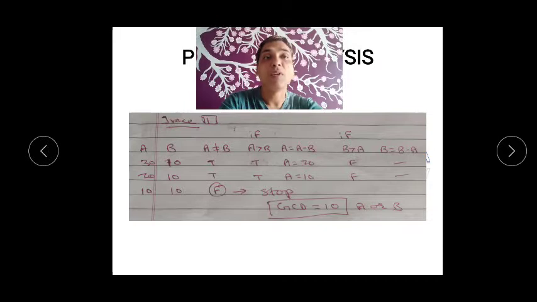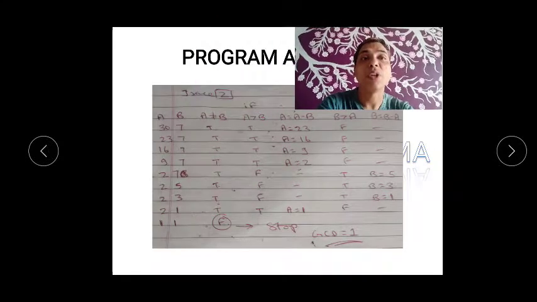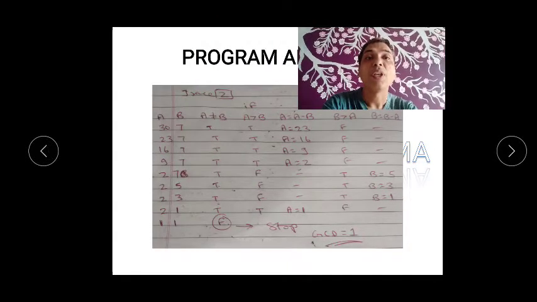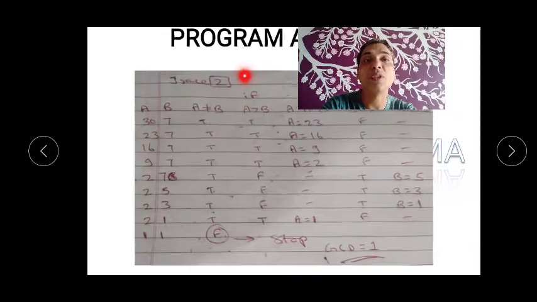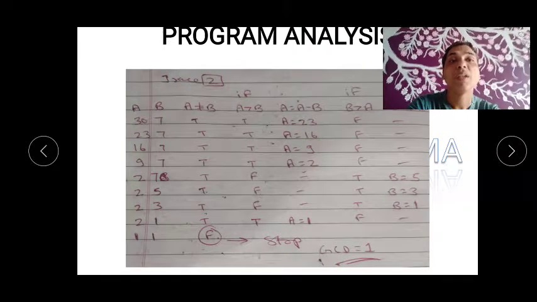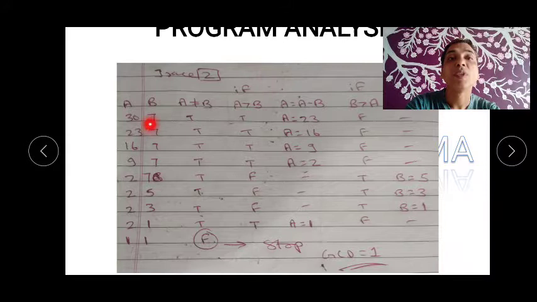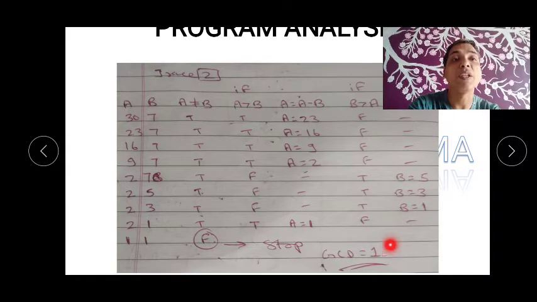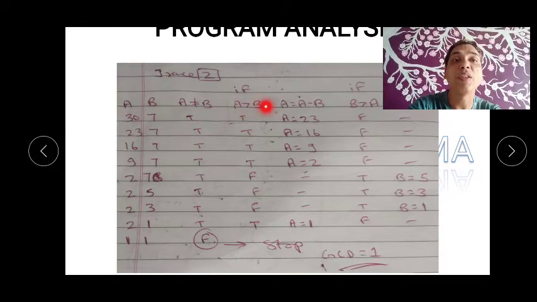We'll take one more example. That's why I've taken a new trace, trace number 2. Here we have taken two values, that is 30 and 7. I think everyone understood that GCD is 1. So let's try how you got this one. So 30 and 7 are not equal. This is true. Then A is greater than B. Yes, because 30 is greater than 7.